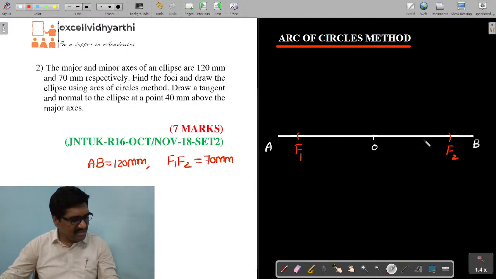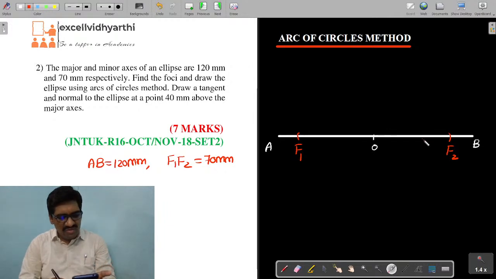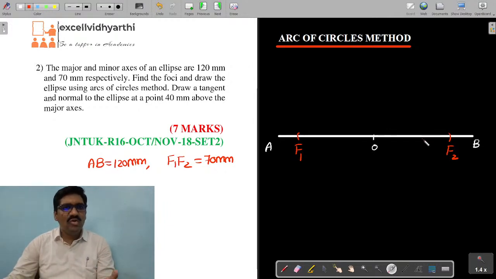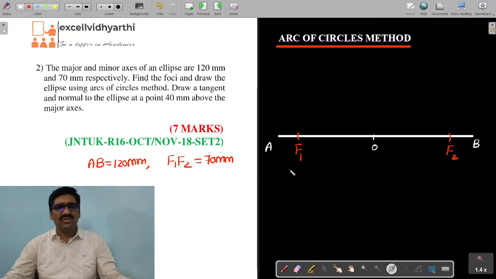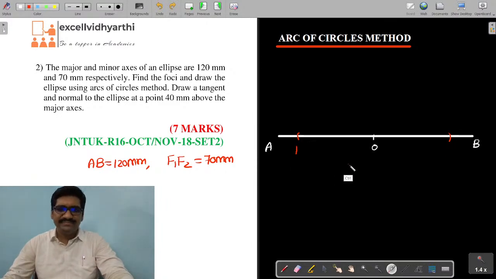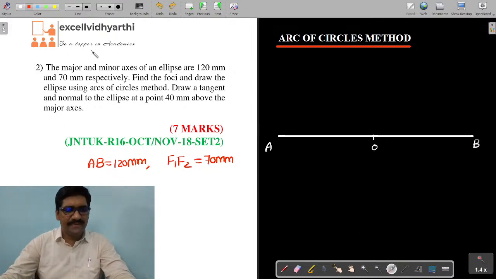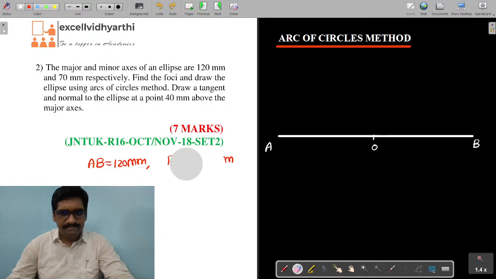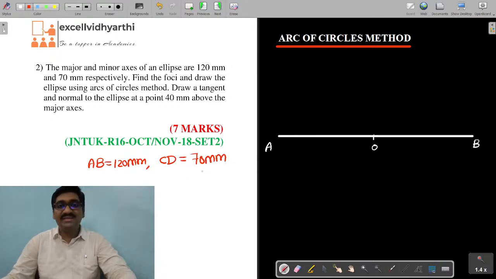Are you following, please? Yes. They gave the minor axis directly. No, please check it. Okay, sorry, one second. They gave the minor axis, all of you. I thought it was F1 F2. Okay, they gave the minor axis. How much is it? CD. Thank you, Niharika. CD is how much, all of you? 70 mm. That's it. Minor axis is given.